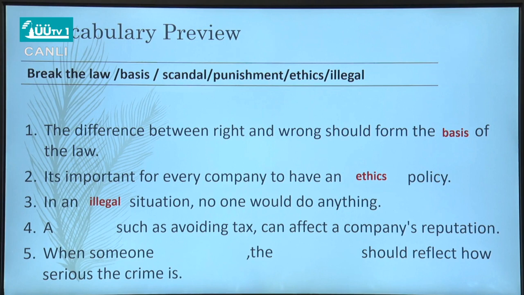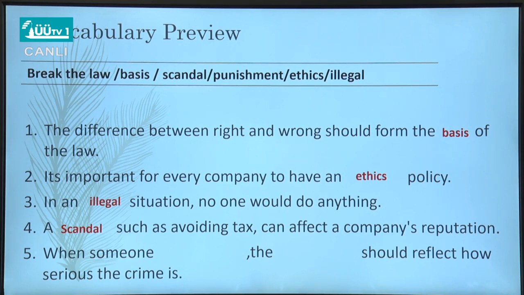So a scandal, as I told you, means an event or action that is not accepted at all and that can cause shame, such as avoiding tax, can affect a company's reputation. Okay, it can give it a bad reputation in society. Okay, what about the last one?